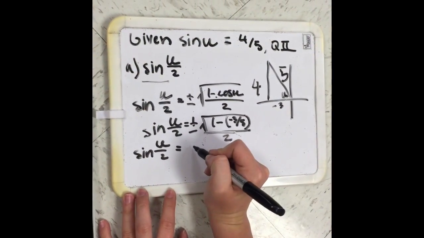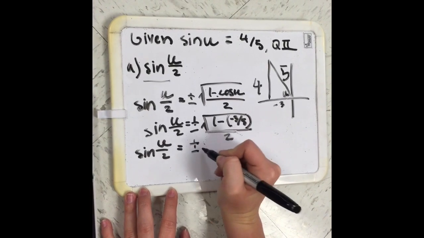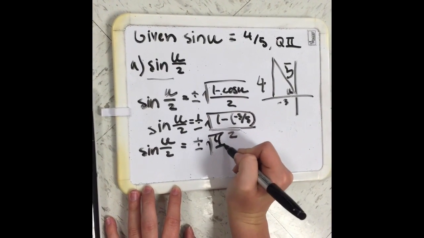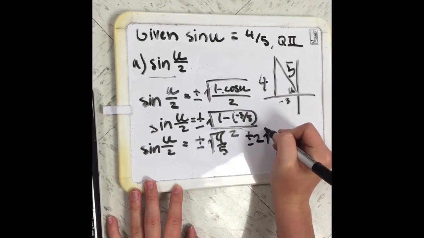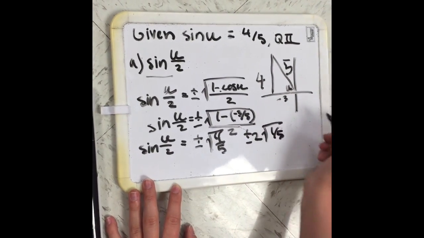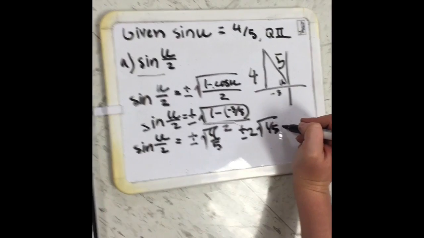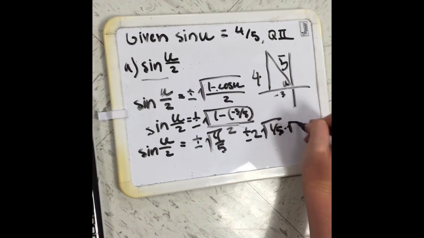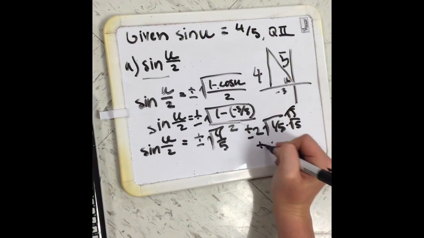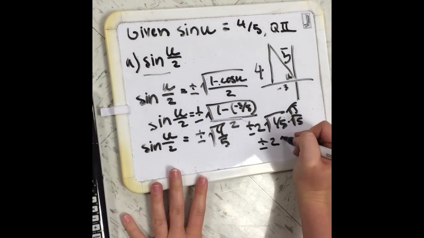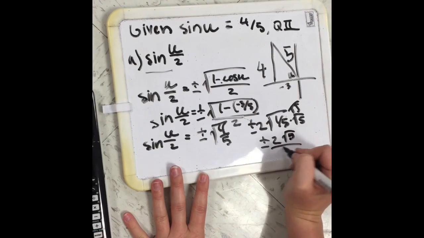When you plug this all into your calculator, you're going to be left with plus or minus root 4 over 5, and from there you can take out a 2, which is going to give you root 1 over 5, but you can't leave the 5 in the denominator, so you're going to have to rationalize. So we're going to multiply by 5 on the bottom and 5 up here, and you're going to be plus or minus 2 root 5, and that's going to be all over 5.